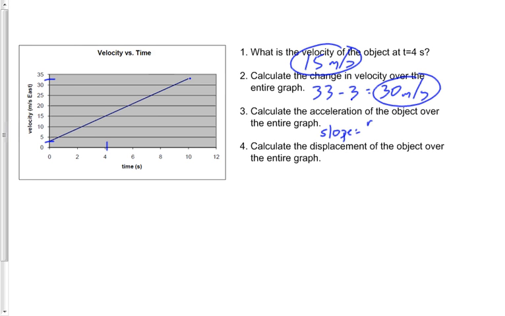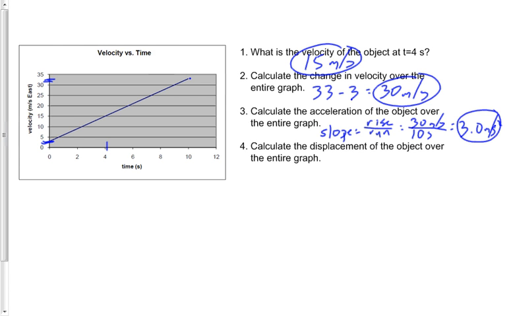Slope is rise over run. The rise from start to finish is 30 meters per second. The run from start to finish is, what is that, 10 seconds? 10 minus 0 or 10 seconds? 3.0 meters per second squared.